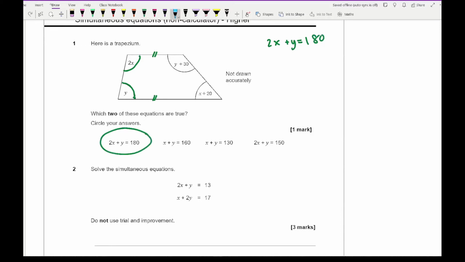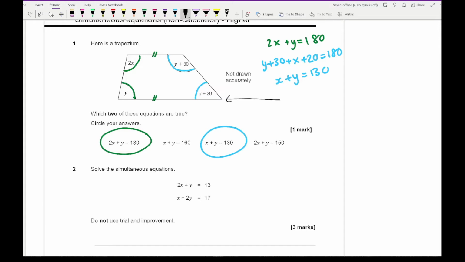I also know that this plus this is also supplementary, so y plus 30 plus x plus 20 also equals 180. So rearranging this, I get x plus y equals 50, take away from 180 is 130, which gives me this statement here.